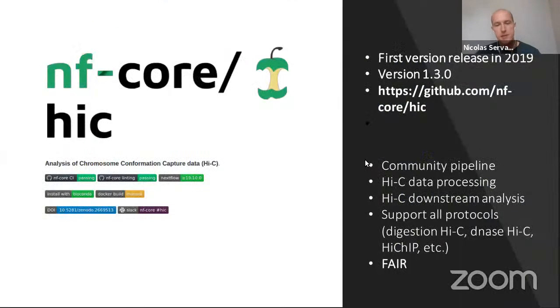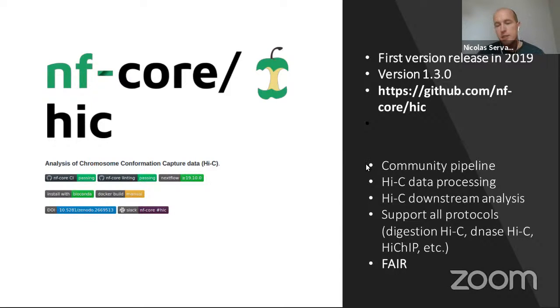Okay, so moving to the nf-core Hi-C pipeline. We started to develop this tool in 2019, so two years ago, and we are now at version 1.3. The main reason we did that is really to have a community pipeline, so everyone is very welcome to contribute. The idea was to run the data processing, run a couple of quality controls on the Hi-C data, check all the steps of the protocol, and also start moving into downstream analysis. I told you before that you have many different protocols, and the idea was to support all these protocols in a single pipeline.